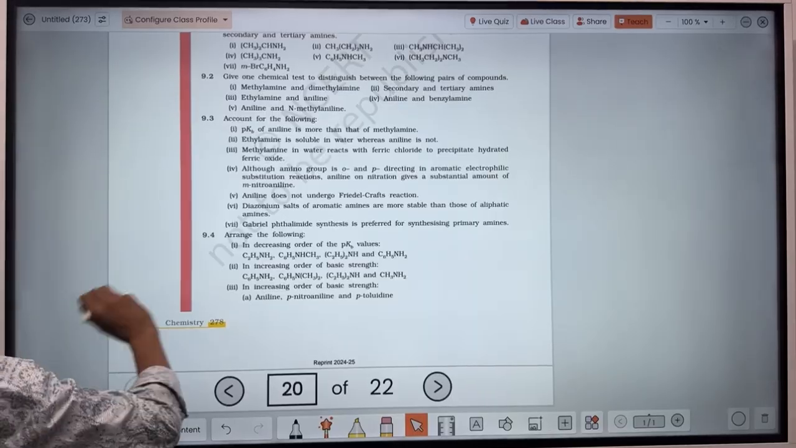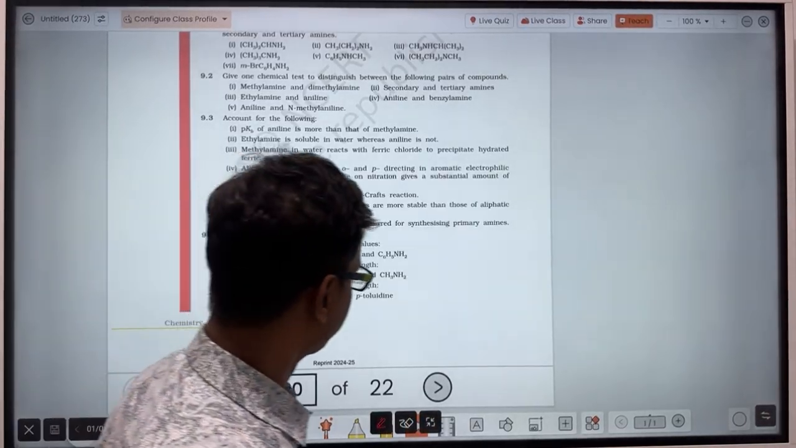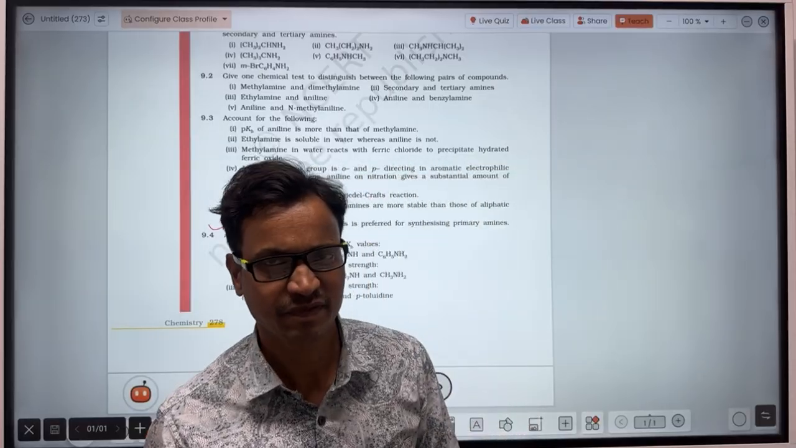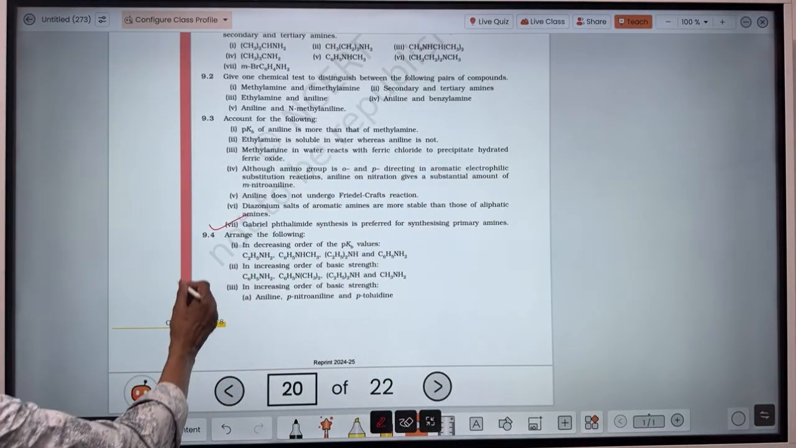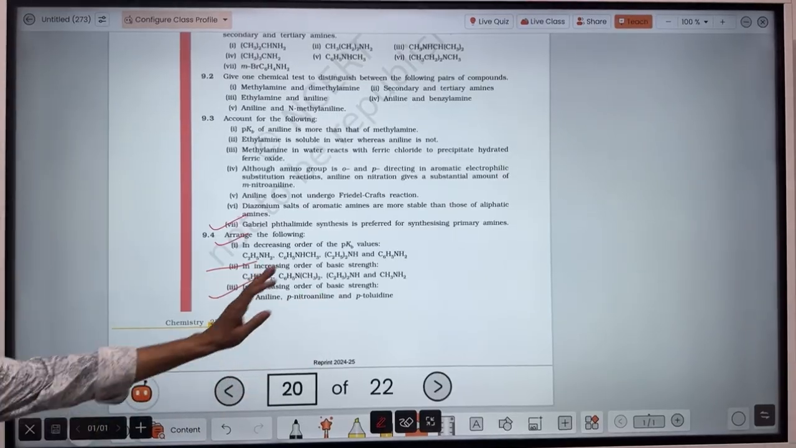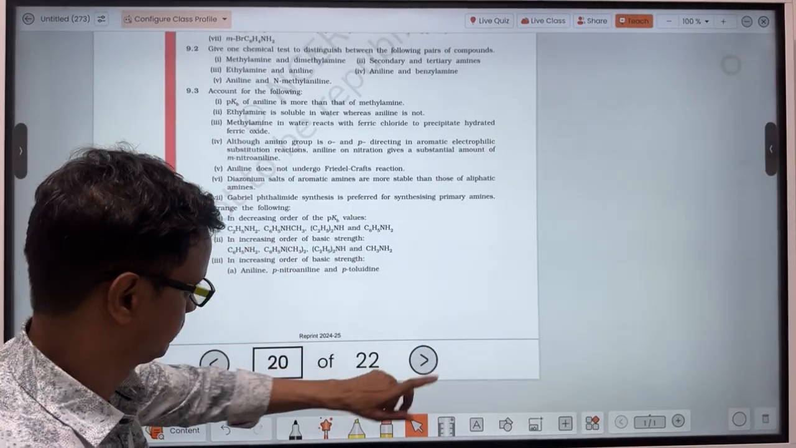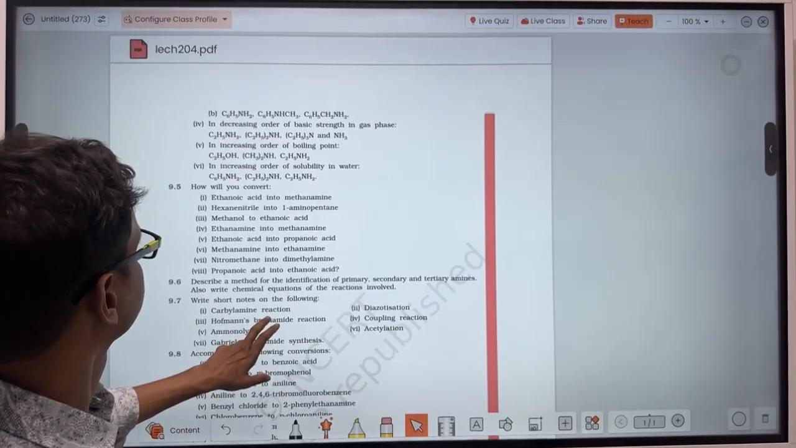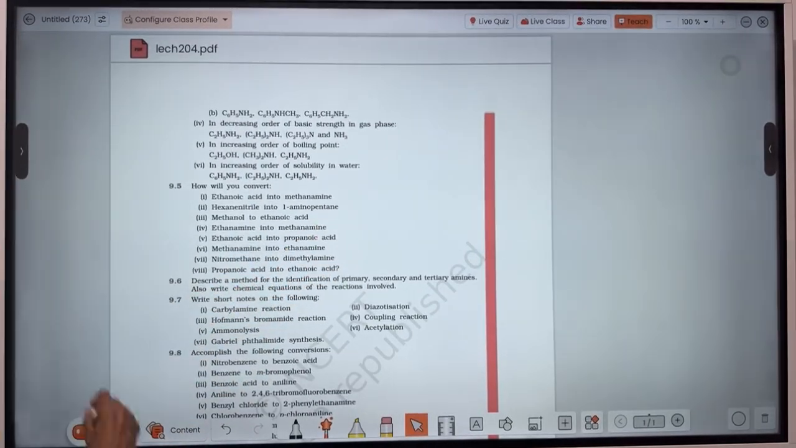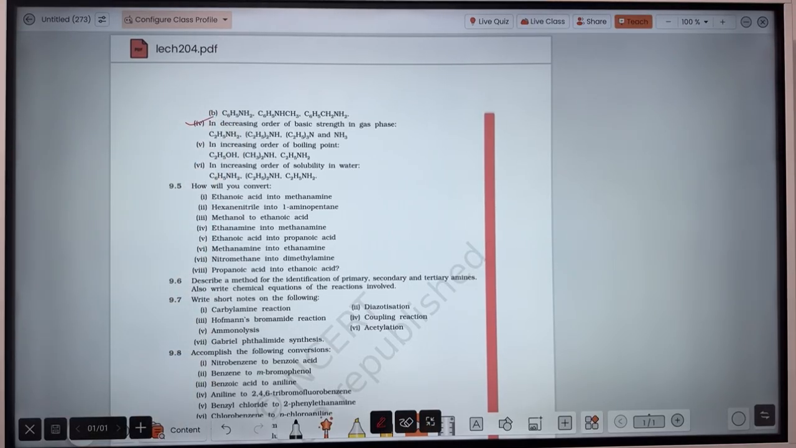Next one: Gabriel phthalimide synthesis is preferred for the synthesis of primary amines. Why? During Gabriel phthalimide synthesis, only primary amines will form. This one we have discussed a number of times, and in detail I have taught you. Basic strength is different in the gaseous phase and in the aqueous phase. About that I have already informed you.